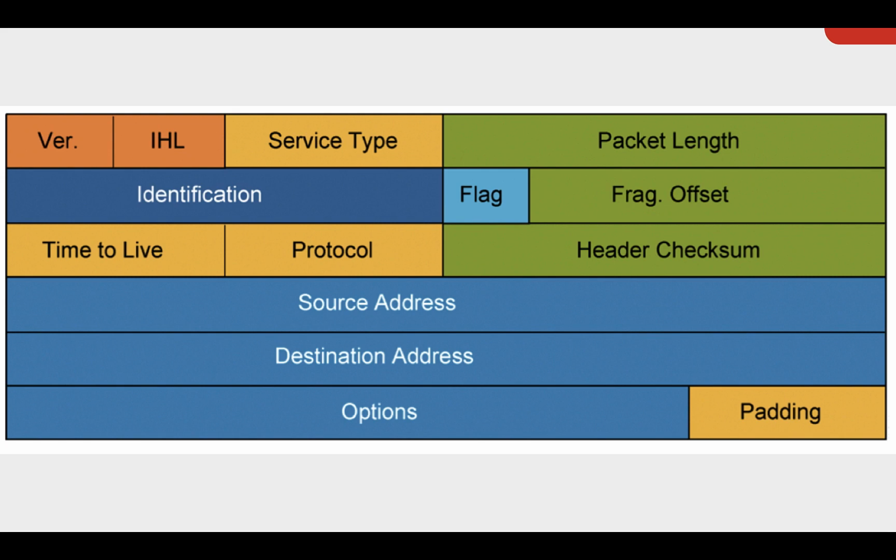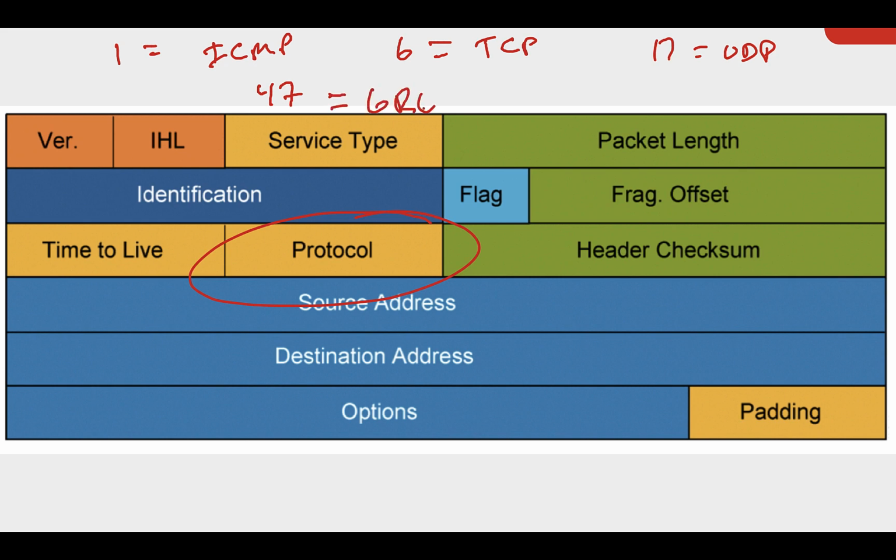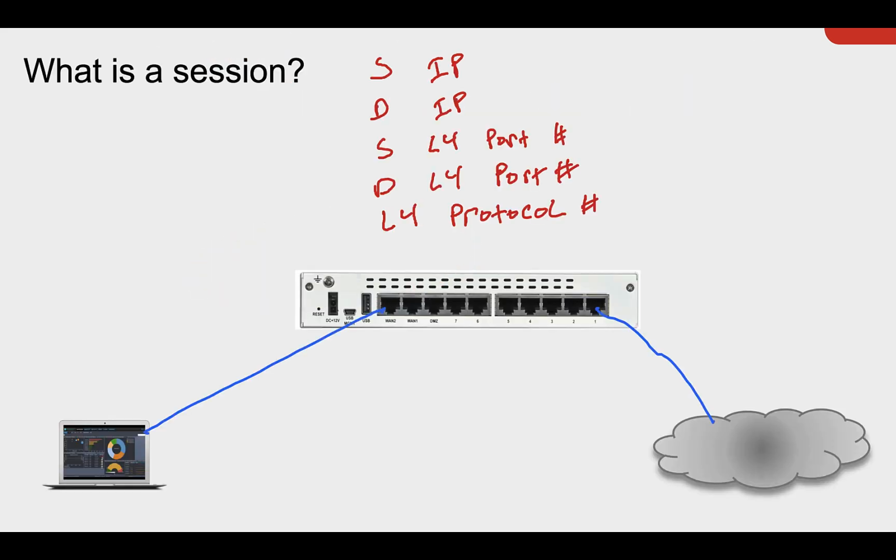So what is the layer 4 protocol number? Well, you remember in an IP header there's a field that's called the protocol field, and it contains a number that tells layer 3 what it's carrying at layer 4. So if the number is 1, it's ICMP. If the number is 6, it's TCP. If the number is 17, it's UDP. If the number is 47, it's the generic routing encapsulation protocol, GRE. If the number is 50, it's the encapsulating security protocol from IPsec for VPNs. So that number becomes the fifth item.